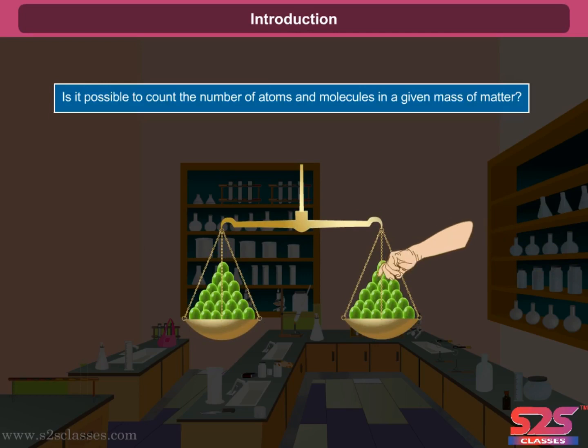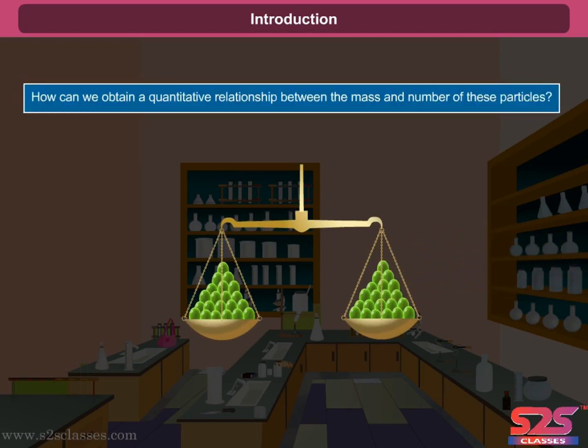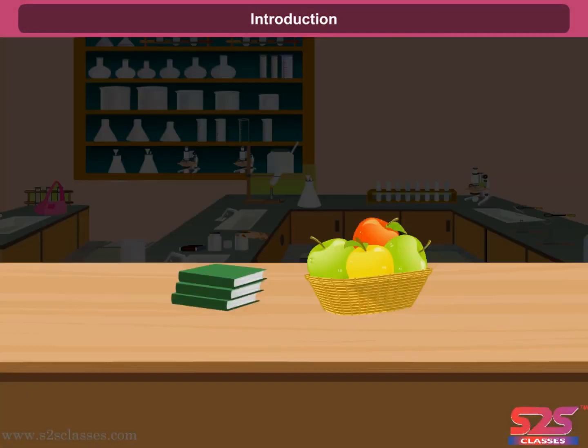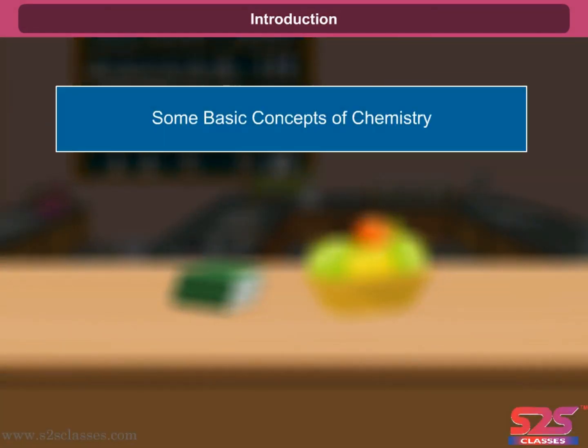Is it possible to count the number of atoms and molecules in a given mass of matter? How can we obtain a quantitative relationship between the mass and the number of these particles? Come, let us seek the answers of all such questions in the module Some Basic Concepts of Chemistry.